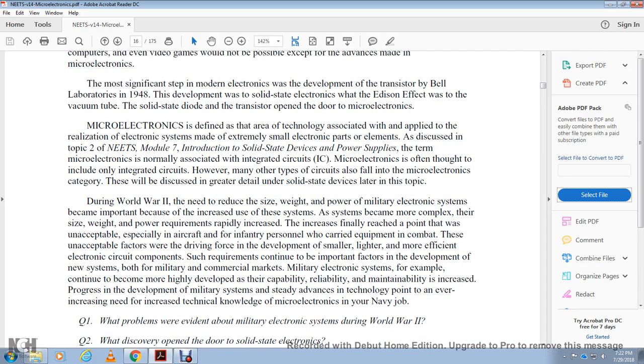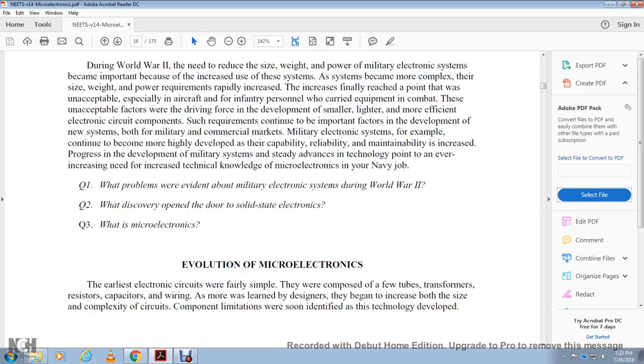During World War II, the need arose to reduce the size, weight, and power of electronic systems. Even though the system becomes more complex, size, weight, and power requirements rapidly increase, finally reaching the point where they are unacceptable, especially in aircraft and for infantry personnel who carry the equipment into combat. These unacceptable factors have driven the development of smaller, lighter, more efficient electronic circuit components. These requirements continue to be an important factor in the development of new systems, both military and commercial. Military electronic systems, for example, continue to become more highly developed in capability, reliability, and maintainability, taking advantage of the technology and increasing the technical knowledge of the microelectronics Navy job.